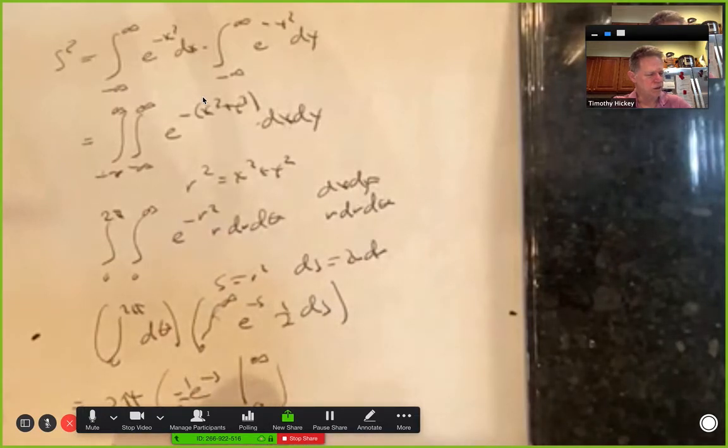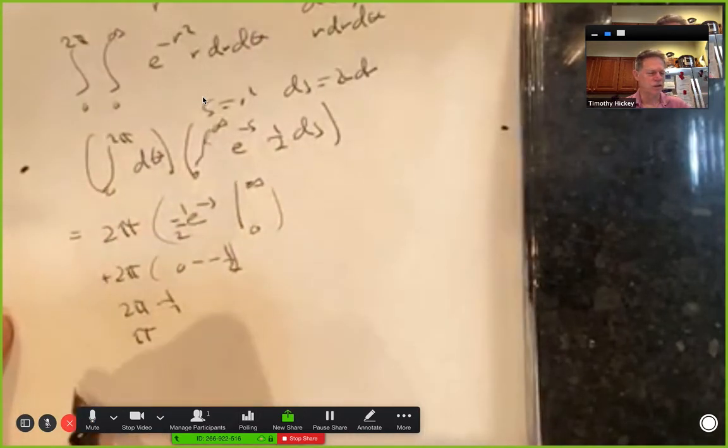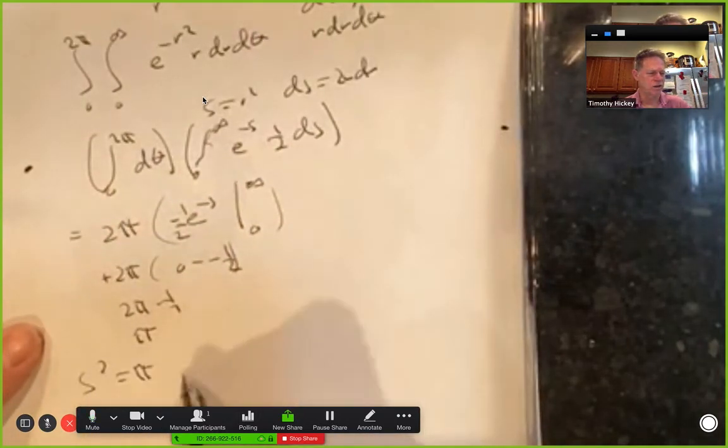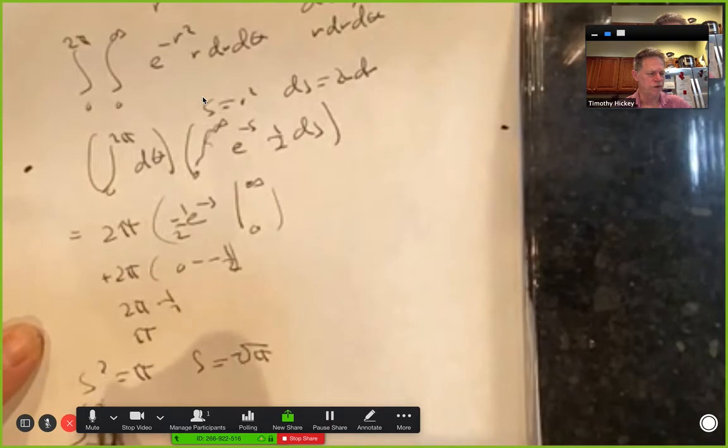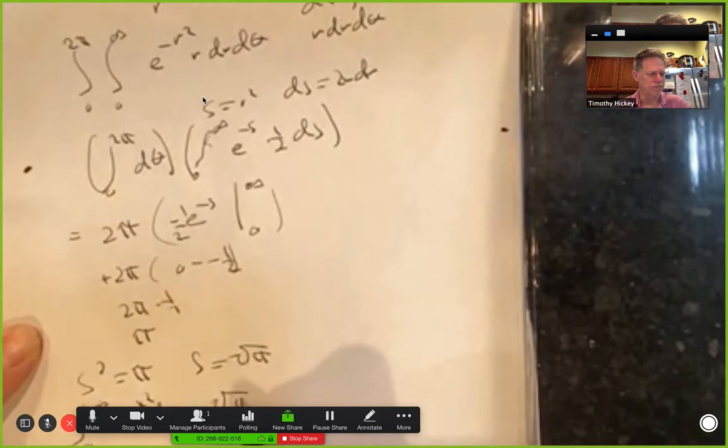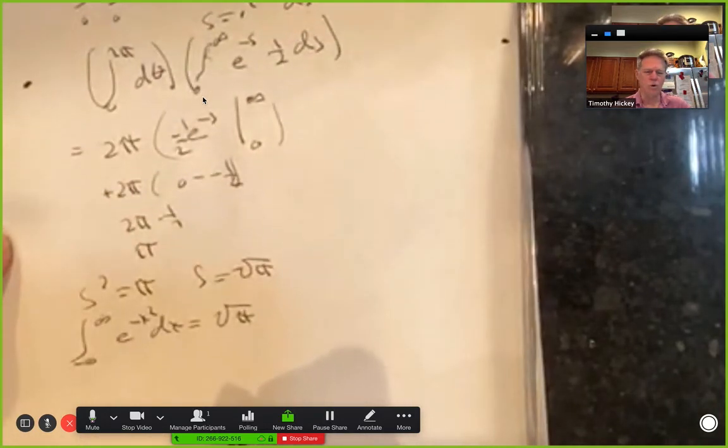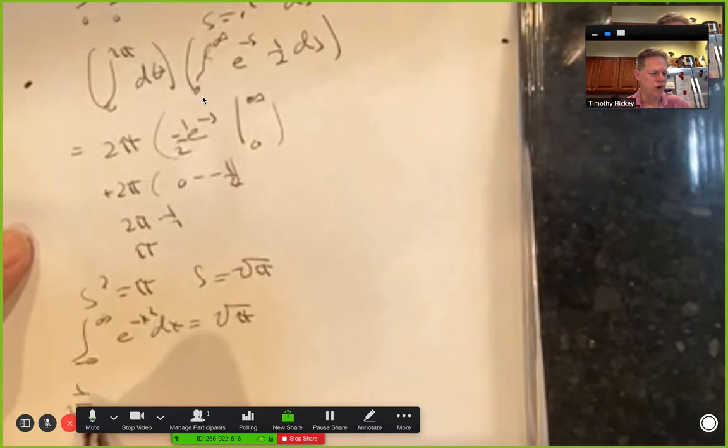So this is 2 pi times 0 minus minus a half. That's going to be 2 pi times a half, which is pi. So that shows us that S squared is equal to pi, so S is the square root of pi. So the integral from minus infinity to infinity of e to the minus x squared dx is equal to the square root of pi. Or we usually write that as 1 over the square root of pi times the integral from minus infinity to infinity of e to the minus x squared dx equals 1.